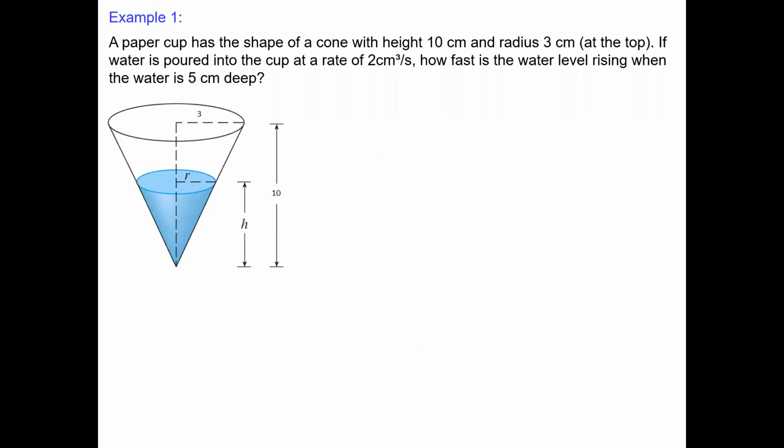Related rates. In this session, we will solve a couple of problems which are related to related rates. Example number 1. A paper cup has a shape of a cone with a height 10 centimeters and radius 3 centimeters at the top. If water is poured into the cup at the rate 2 cubic centimeters per second, how fast is the water level rising when the water is 5 centimeters deep?